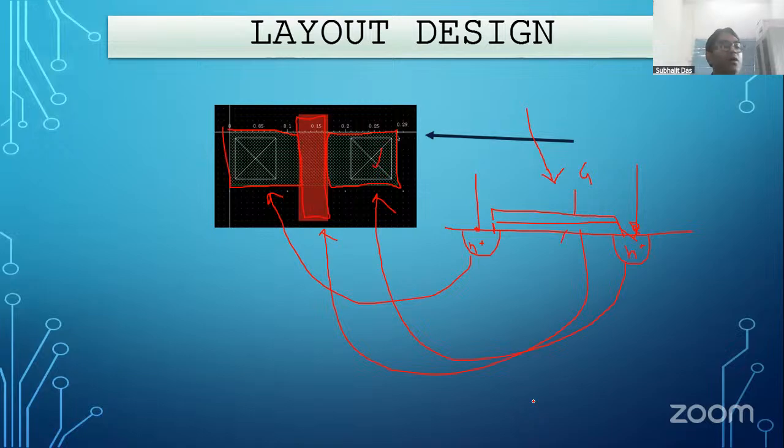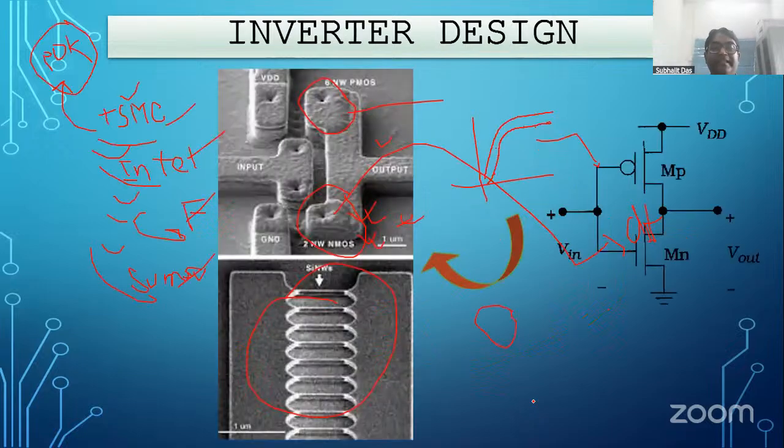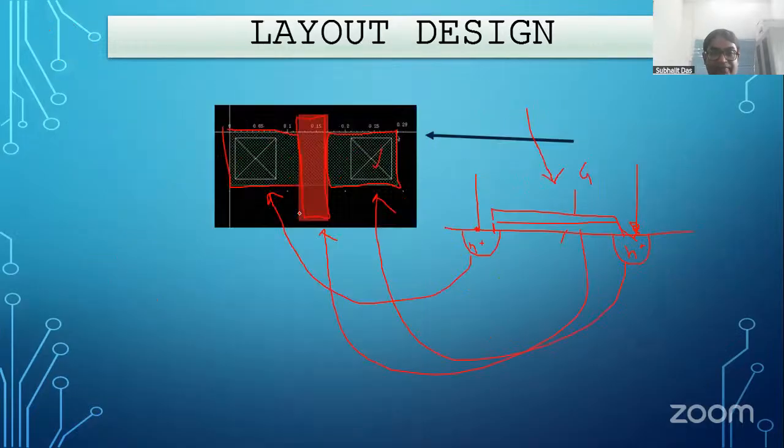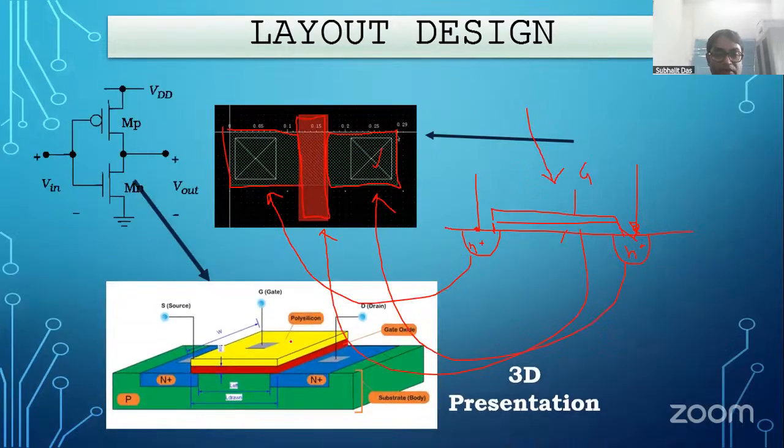Now this layout is prepared. You can see here, this is the corresponding NMOS, and here you can find the corresponding gate. So you can see this is the corresponding MOSFET.